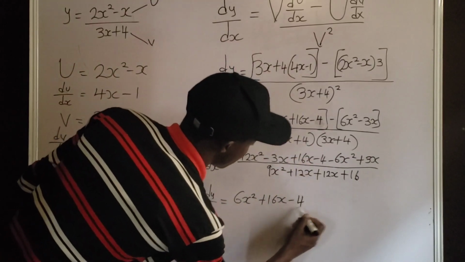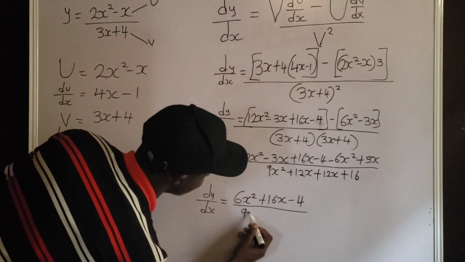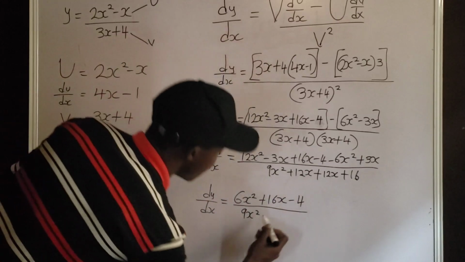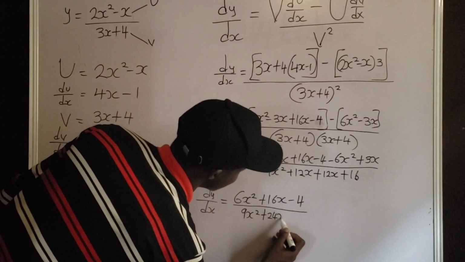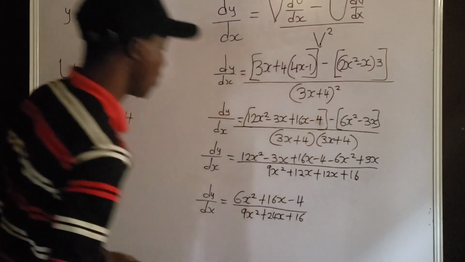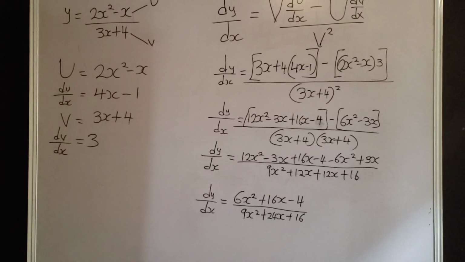So I'm going to have minus 4 all over 9x squared plus 12x plus 12x, that is plus 24x, plus 16. So the derivative of this function y, equal to 2x squared minus x all over 3x plus 4, is this.